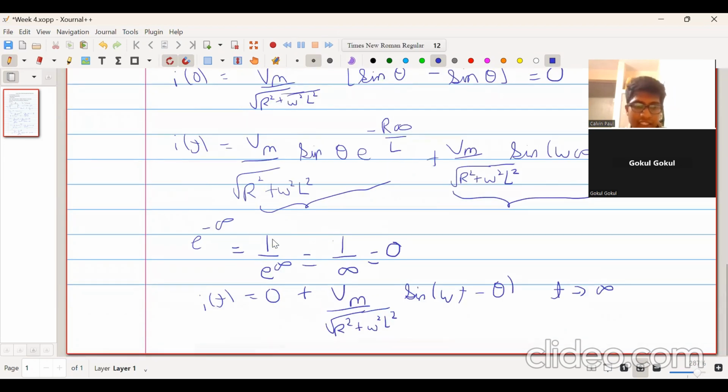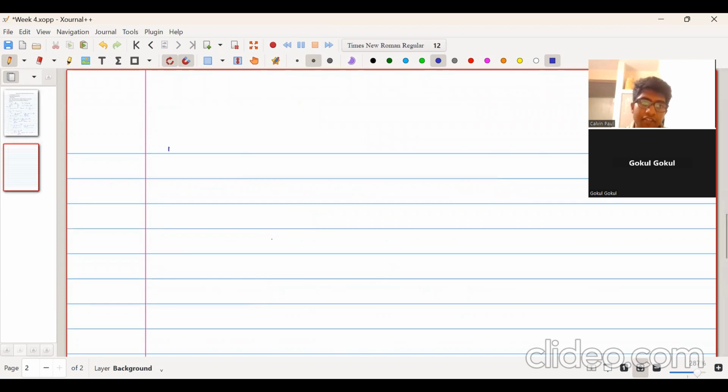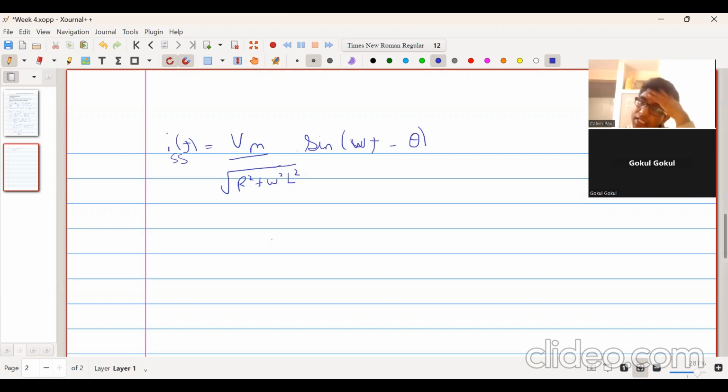That's why in steady state we can write I of t is equal to Vm upon square root of R square plus omega square L square into sine of omega t minus theta. Okay, so this is the steady state current. This is the steady state inductor current. Any doubts still here? No, sir.